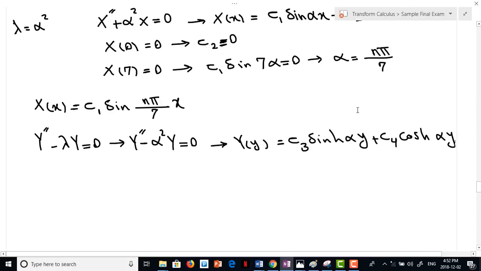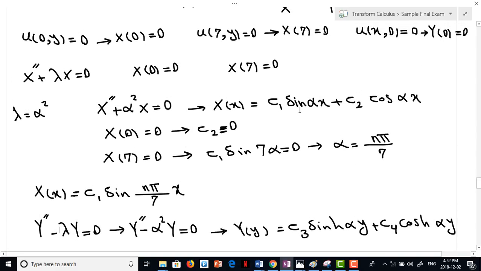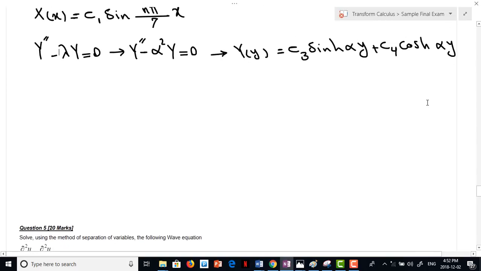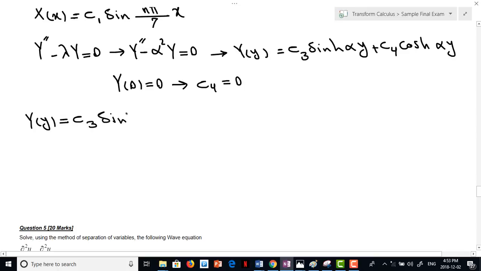So we have one boundary condition for y. We found it here. So we said Y of 0 is equal to 0. As a result, C4 should be equal to 0. So it means that Y of y is equal to C3 sine hyperbolic alpha y. Alpha, we know that it's n pi over 7, times y. So we could find X and we could find Y.